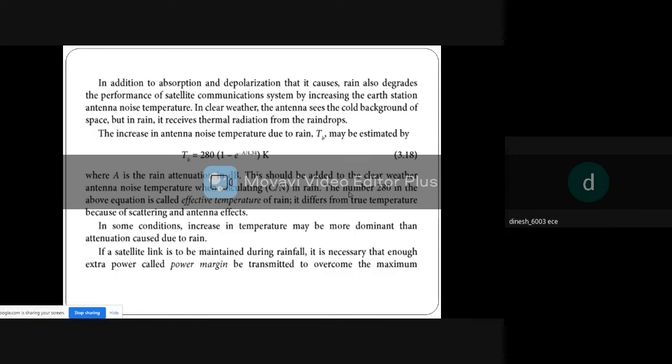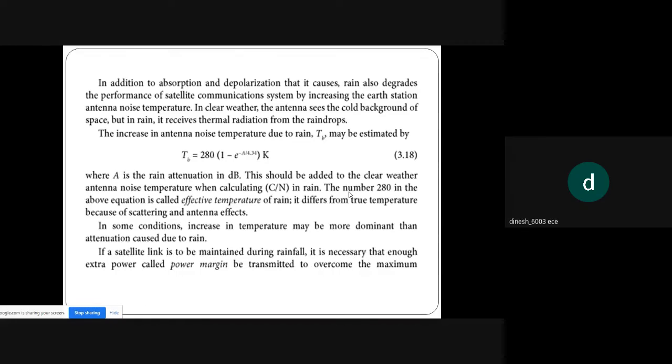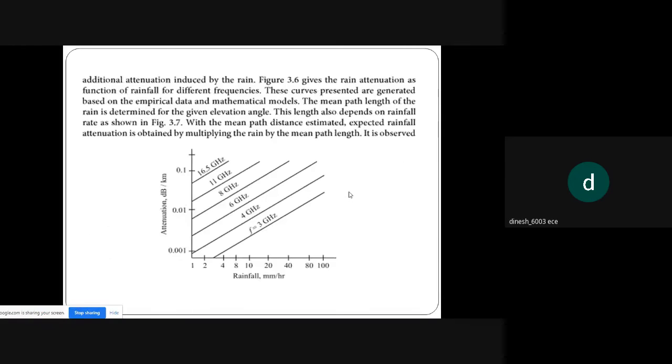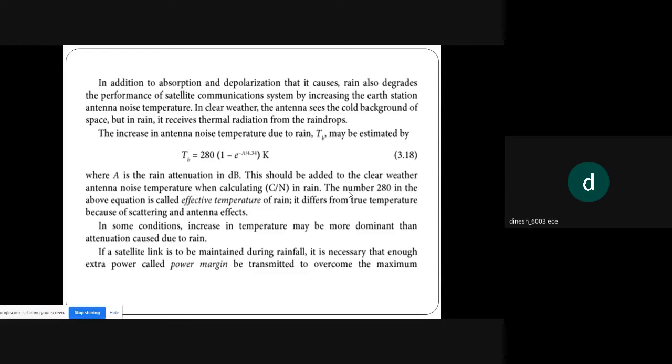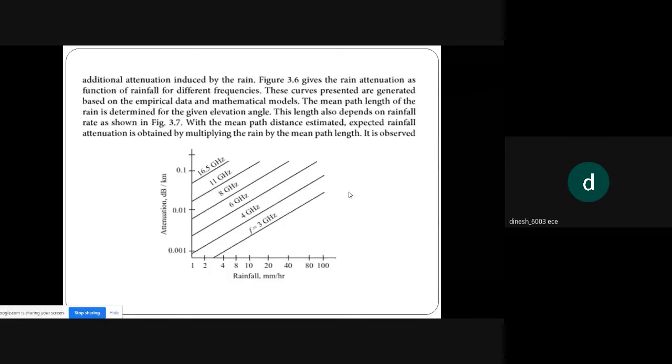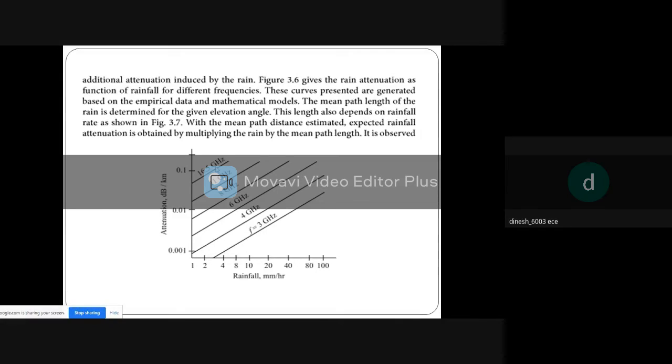If a satellite link is maintained during rainfall, it is necessary that enough extra power, called power margin, be transmitted to overcome the maximum attenuation. During rainfall, the satellite will sense it, and an extra power will be transmitted to overcome this additional attenuation that is induced by the rain. So for that, sensors will be deployed.